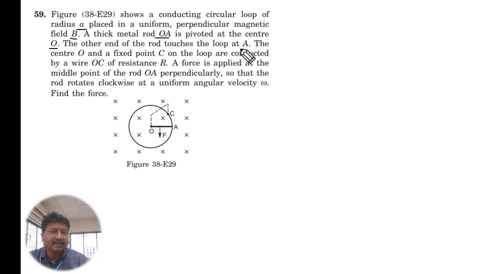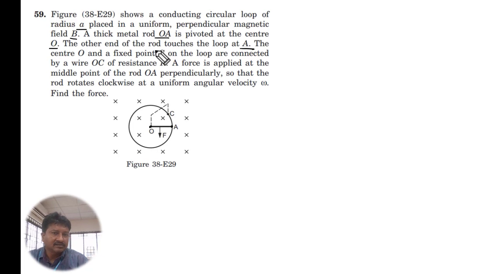So the rod is at O and at A. The other end A will be revolved on this circular path. Yes, this is the loop. Sir, will the loop also rotate? No, the loop will not rotate. That is stationary. Only this rod will rotate.